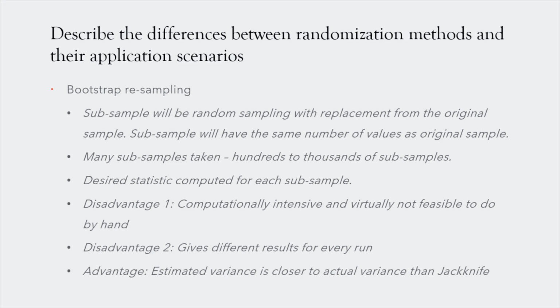You can also see why bootstrap resampling is not feasible to carry out manually. And because each subsample can be different, bootstrap resampling will give a different result, though close result, every time you run it. However, the estimated variance, which in this case corresponds to the standard error, is closer to the actual variance of your friend's cards when compared to jackknife resampling.